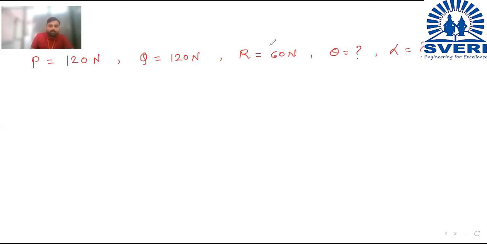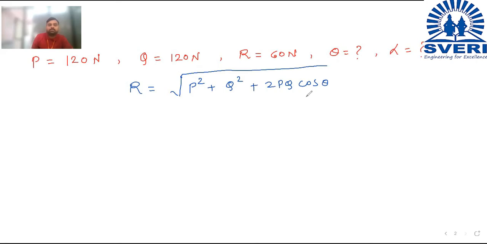So for this purpose, now we will use our formula, the law of parallelogram of forces. We know that R is equal to under root P square plus Q square plus 2PQ cos of theta. So here you can see we want the value of theta. So we have to reshuffle this formula so that on the left hand side we keep only theta, and the rest of the terms we send to the right hand side.